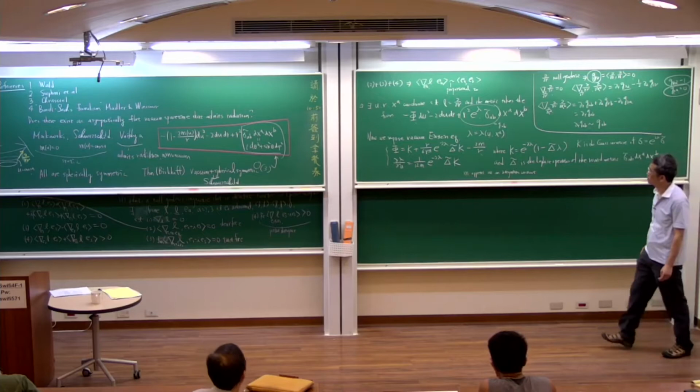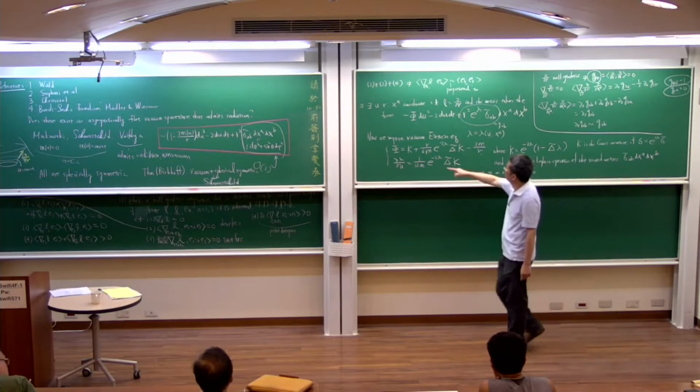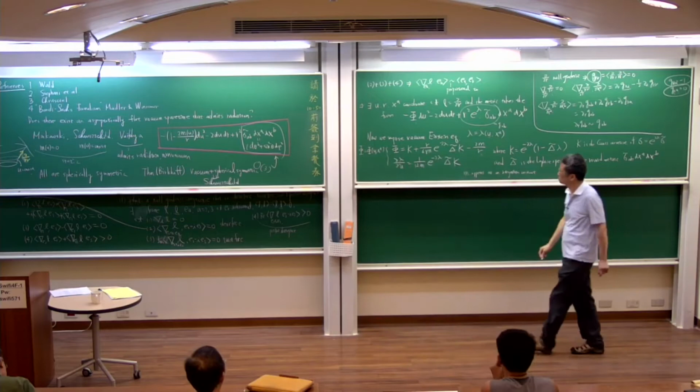Can M depend on U? M is a constant. Can it depend on U? No. So in particular, you can see that this phi here depends only on U and xa. So that is the first equation. I give you the phi here.